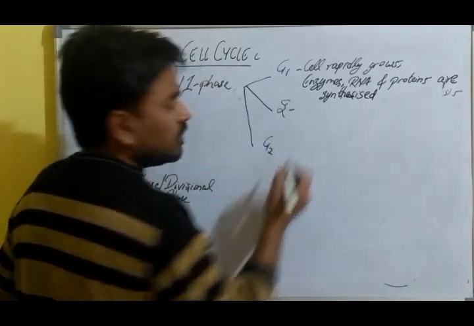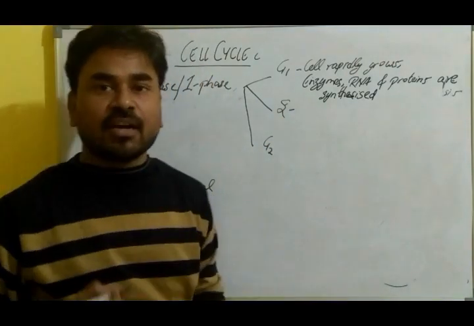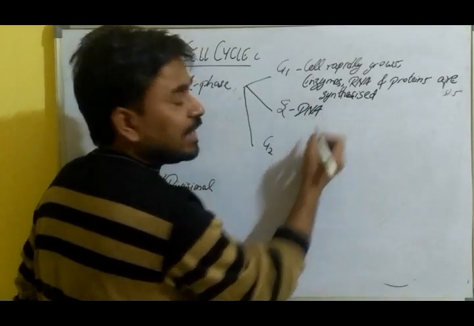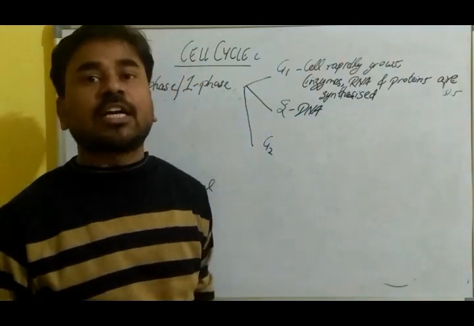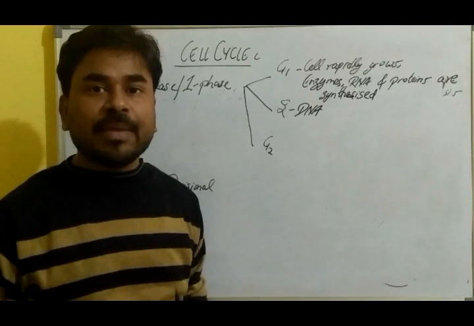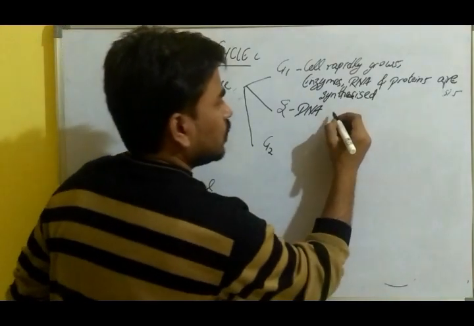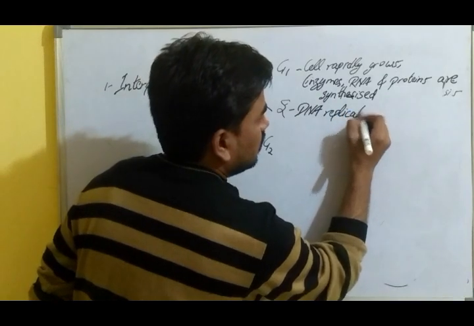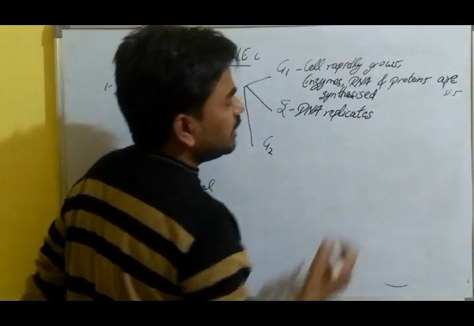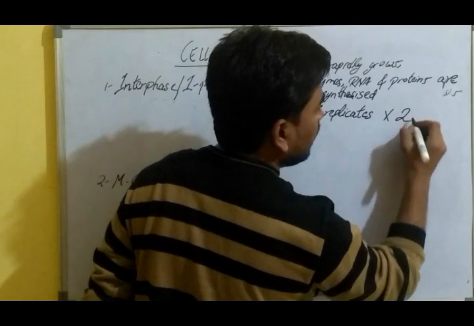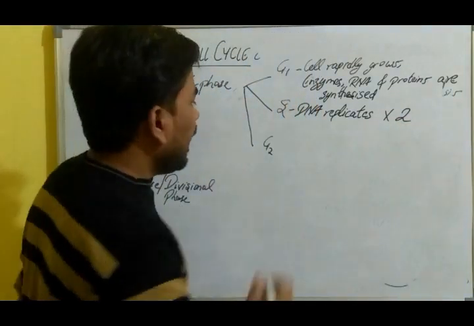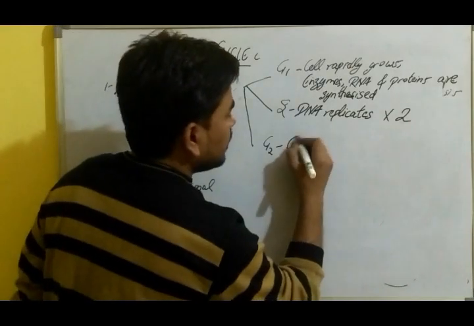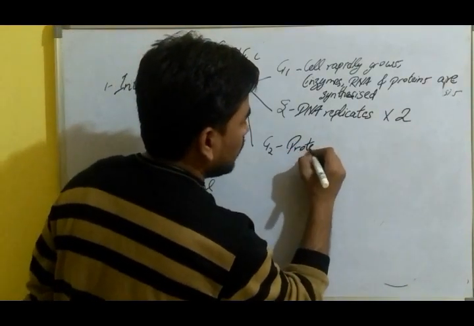In the S phase, DNA replication occurs, and the amount of DNA will get doubled, but the chromosome number will remain the same. The DNA gets replicated to become double, and in G2 phase there is protein synthesis and RNA synthesis only.